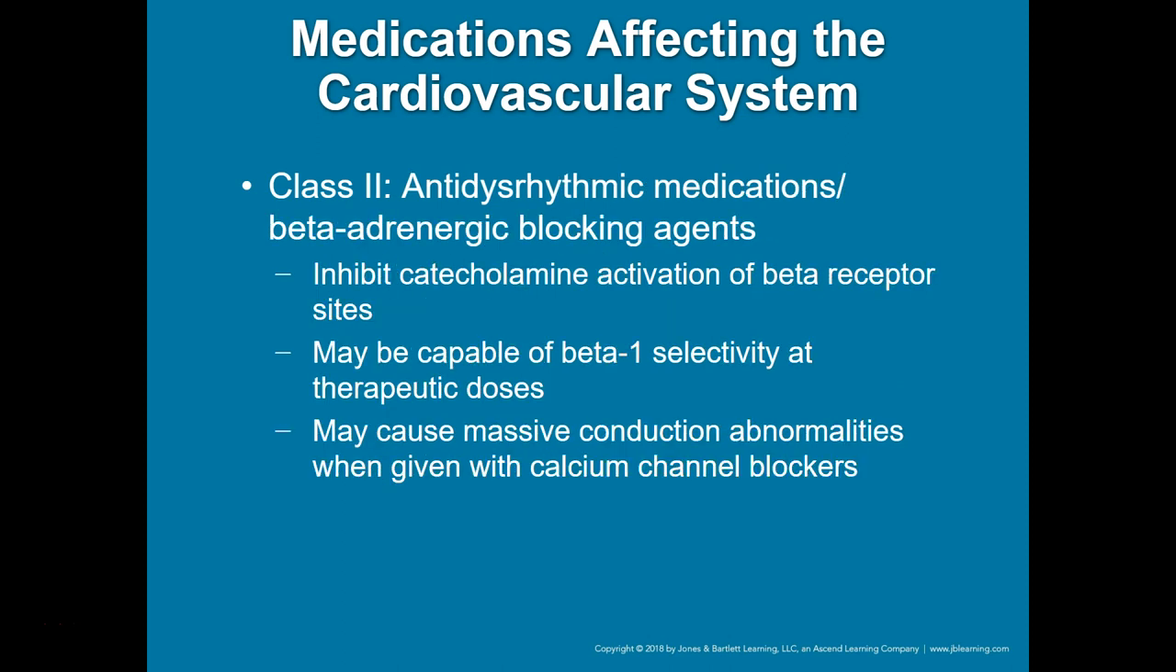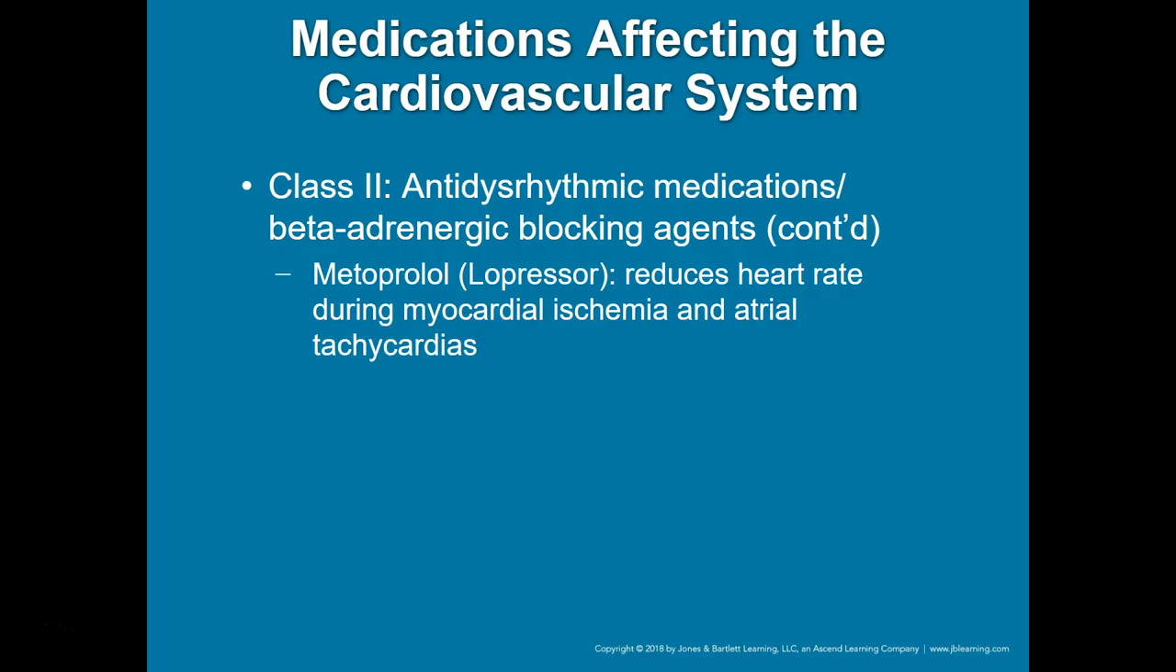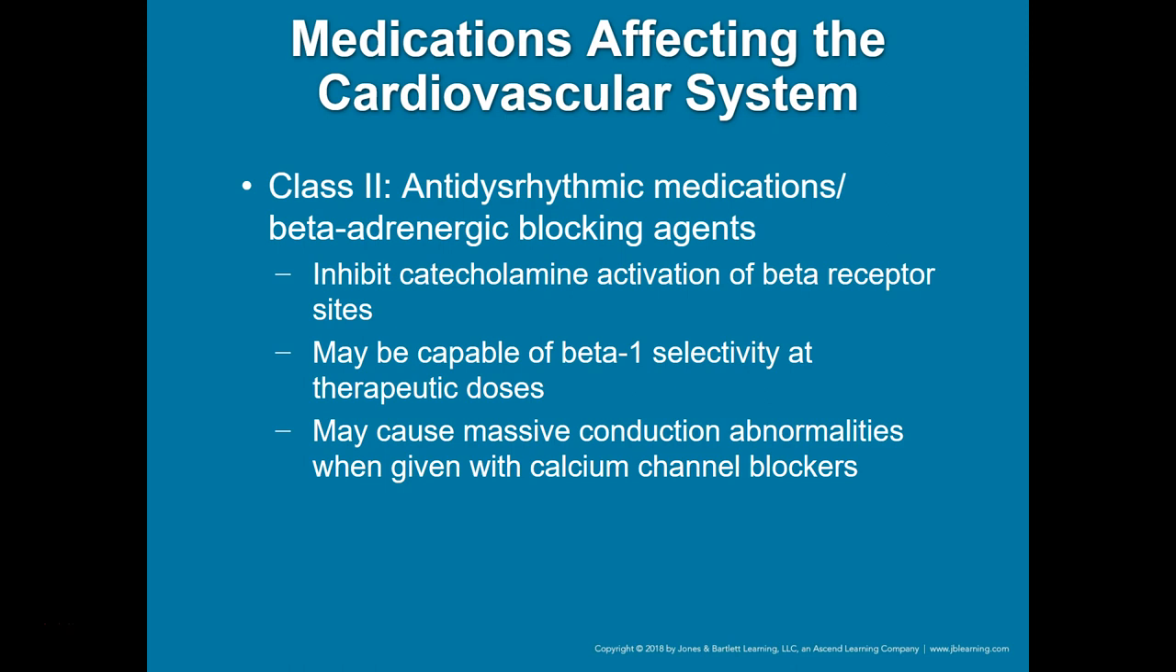Class 2 antidysrhythmics, or the beta adrenergic blocking agents, inhibit catecholamine activation of beta receptor sites, and may be capable of beta 1 selectivity at therapeutic doses. So they can be used to block those beta 1s, so that's one heart. They can cause some bradycardia, hypotension, maybe some conduction delays. They may cause massive conduction abnormalities when given with a calcium channel blocker, so they work together synergistically there. That's going to be a class 2.